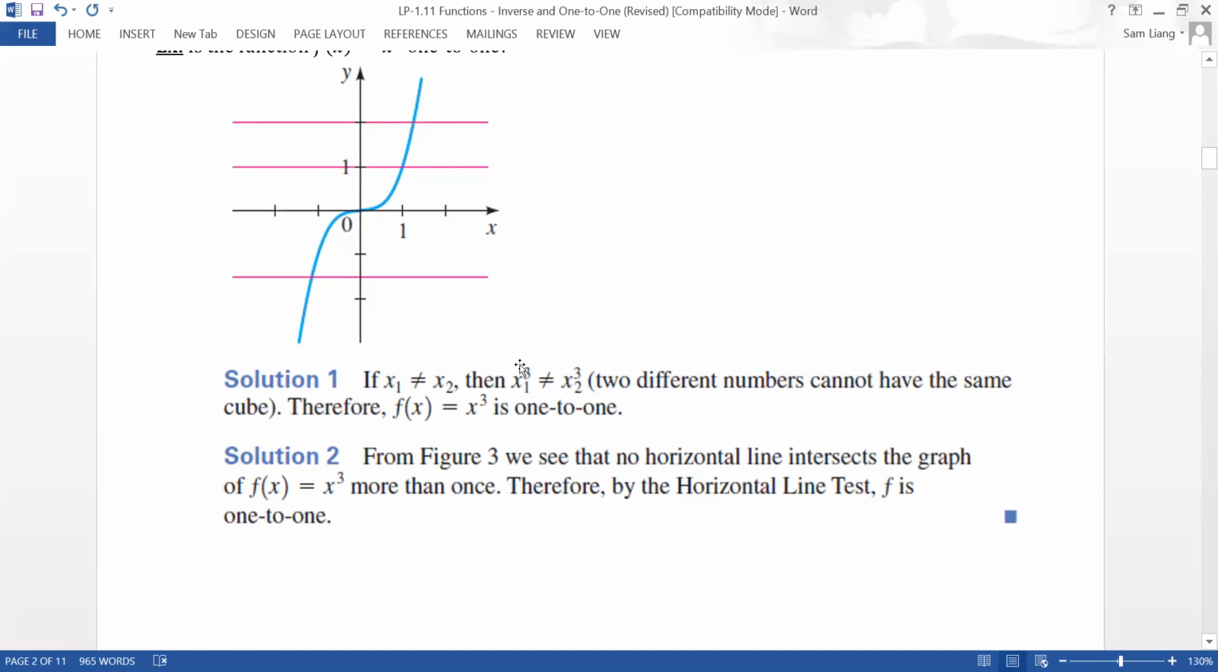If you didn't like that explanation, you can always use the horizontal line test. From figure 3, which is this figure here, we see that no horizontal line intersects the graph more than once. Whenever you draw a horizontal line, it just passes through once.